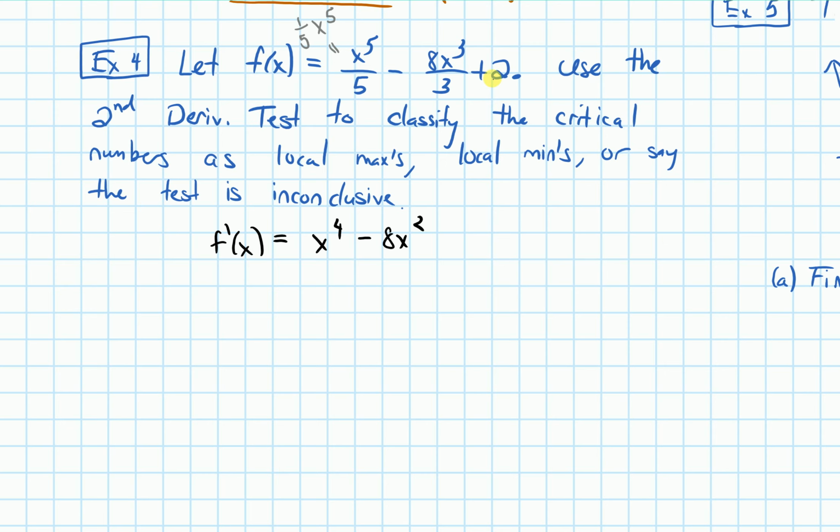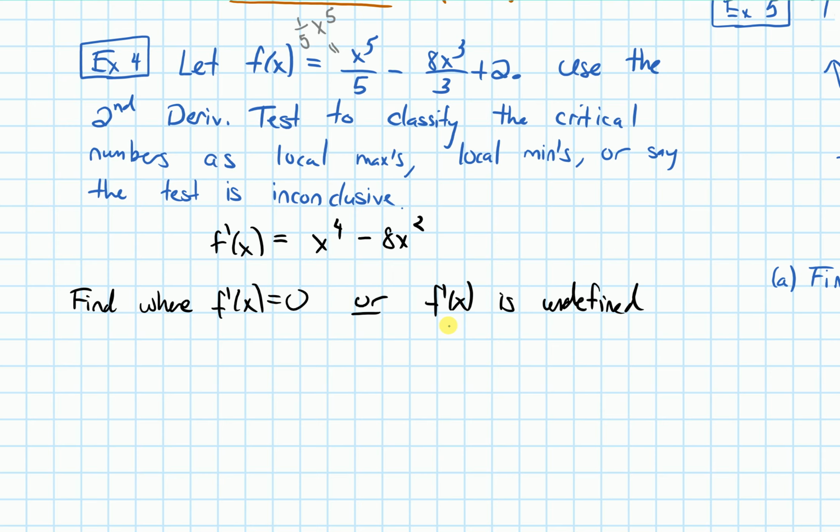Okay, so to find critical numbers, we have to find where f prime of x equals 0, or f prime of x is undefined. So the derivative is never undefined, so this never happens. Because my derivative is a polynomial, I don't have to worry about a denominator being 0 here, or there being a square root of a negative number, or the types of things that can make my function undefined.